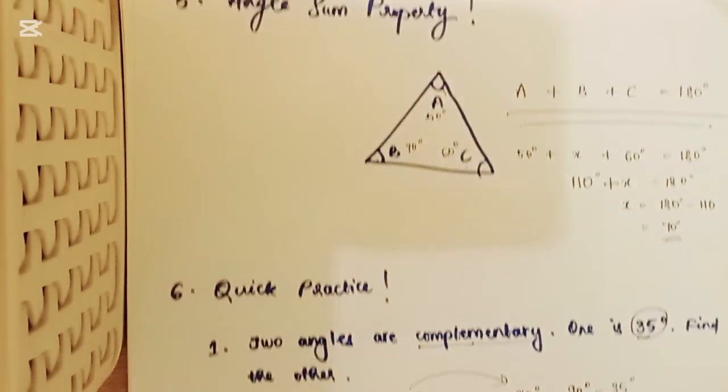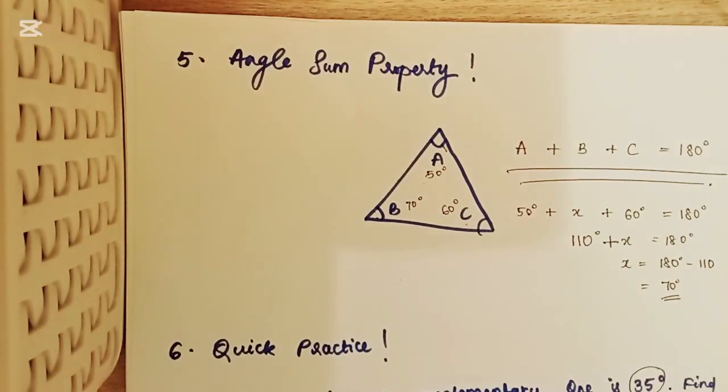The important topics are linear pair, complementary angles, co-interior, alternate angles, as well as angle sum property. So make sure you brush through all these topics.